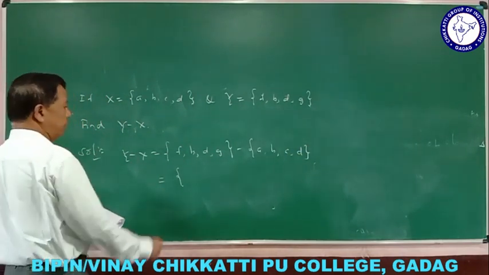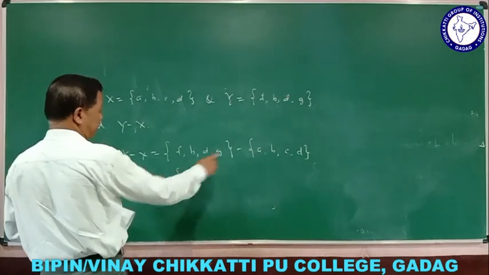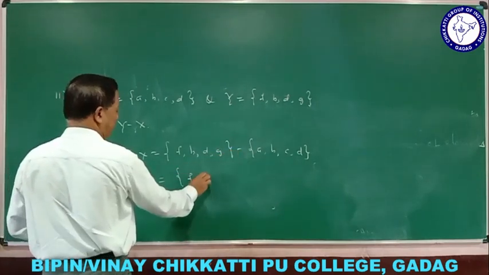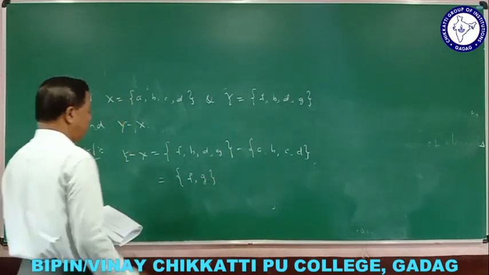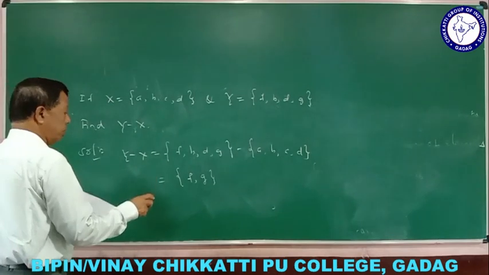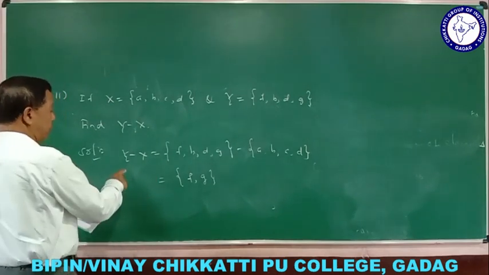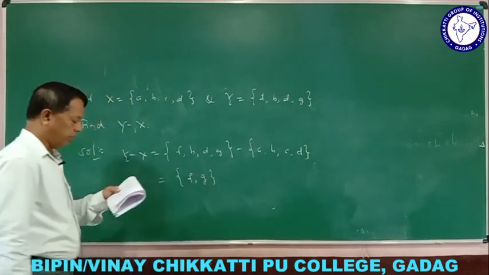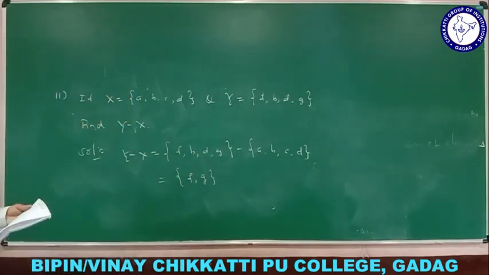And try to understand your answer. F, because it is not in X. B is there, D is there, G. So you can see F, G. Y minus X is a set consisting of only those elements which are in Y but not in X. That is nothing but Y minus X, so F, G is the answer.